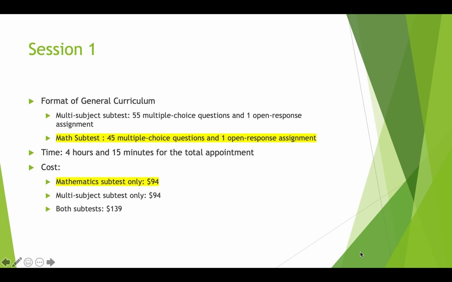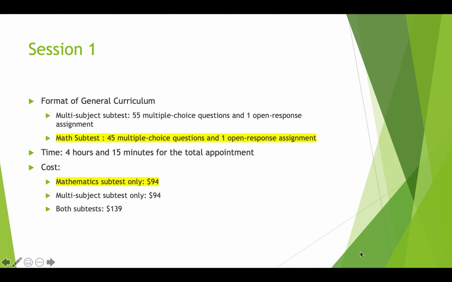So the General Curriculum MTEL is made up of 2 subtests. There's the multi-subject subtest and the math subtest. This review session is for the math subtest part. So the math subtest has 45 multiple choice questions and 1 open response question. You get 4 hours and 15 minutes for the total appointment.